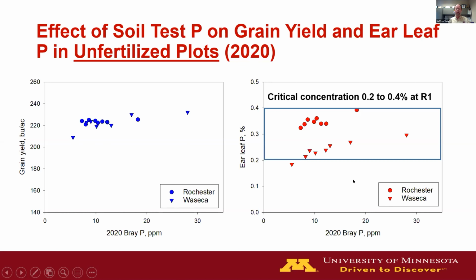We look at the ear leaf phosphorus at R1. The critical concentration is 0.2 to 0.4, so most of them fall inside the box. And again, you see that trend towards greater phosphorus concentrations as soil tests increase, but we're really not seeing much difference in yield other than this one treatment, which ironically is this plot right here, which did test below the critical concentration.